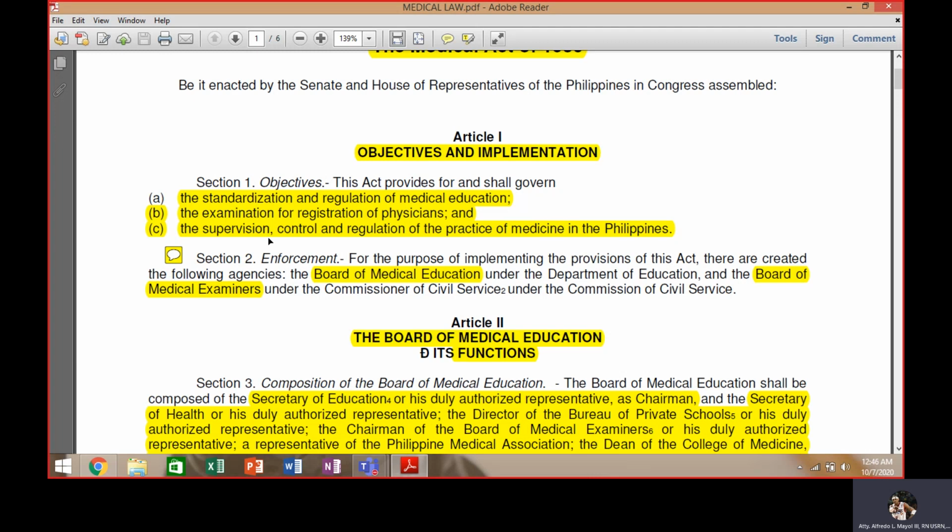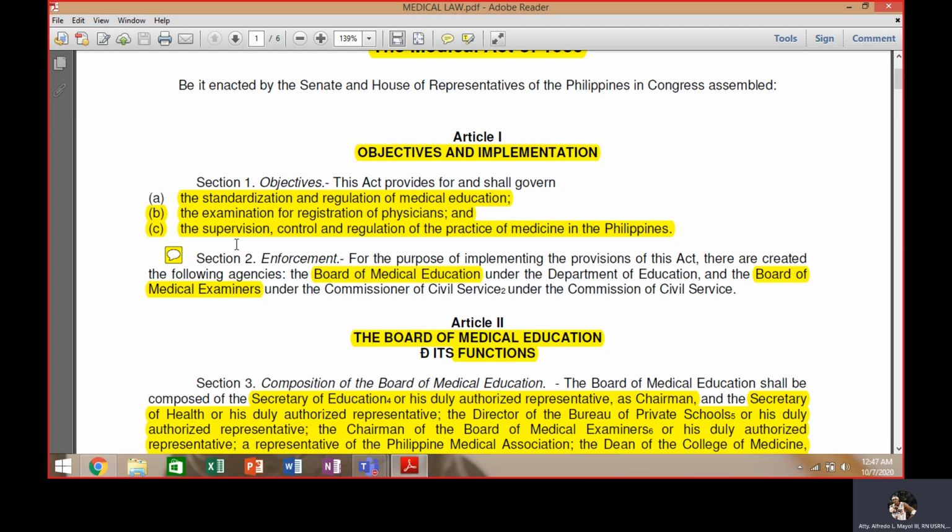Section 2, Enforcement. For the purpose of implementing the provisions of the said Act, there are created the following agencies: the Board of Medical Education under the Department of Education, and the Board of Medical Examiners under the Commissioner of Civil Service and under the Commission of Civil Service.